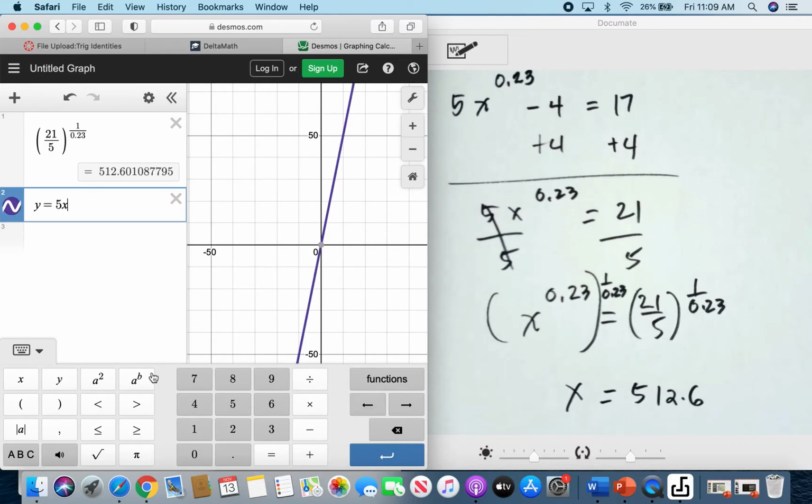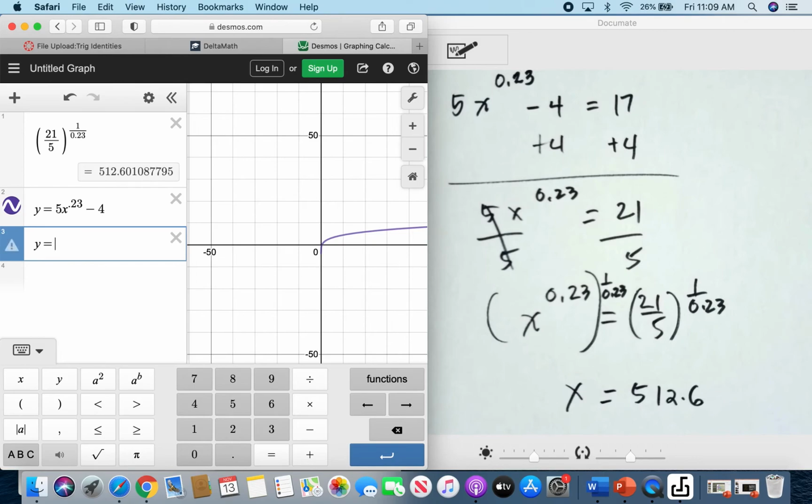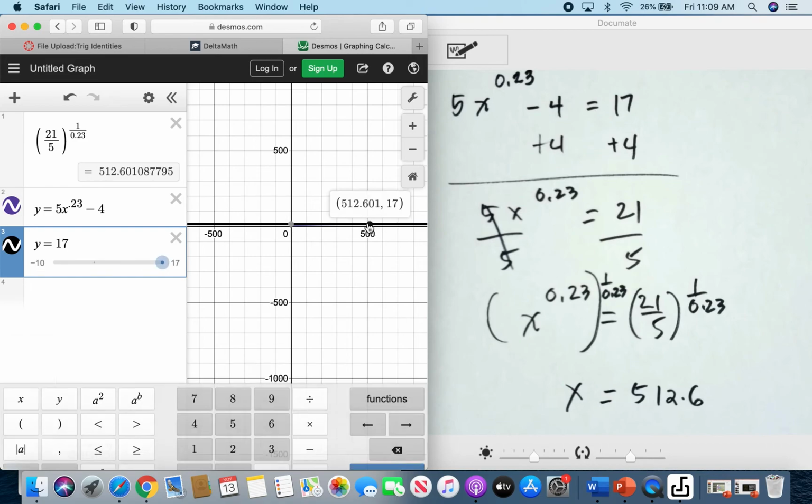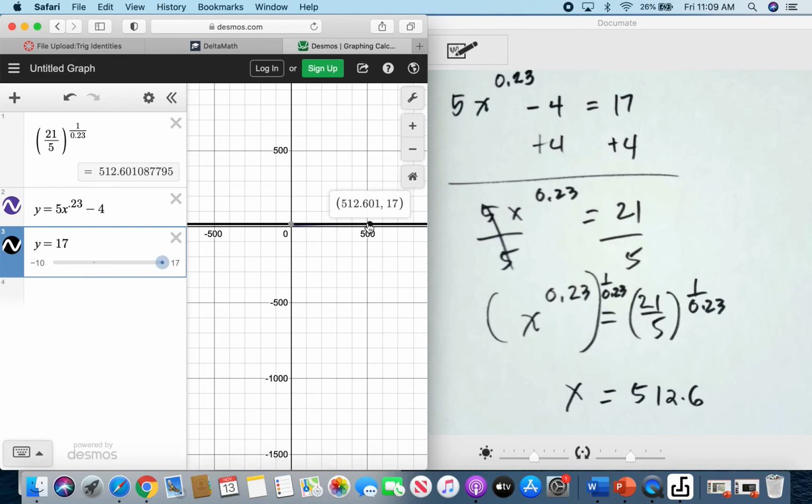And then, of course, we can verify our answer by just putting our equation in the y form. 5x raised to 0.23 minus 4, and then y equals 17. Now, since our answer is 512, we need to zoom our Desmos properly, and as you can see, it's the same as what we have when we do it by hand.